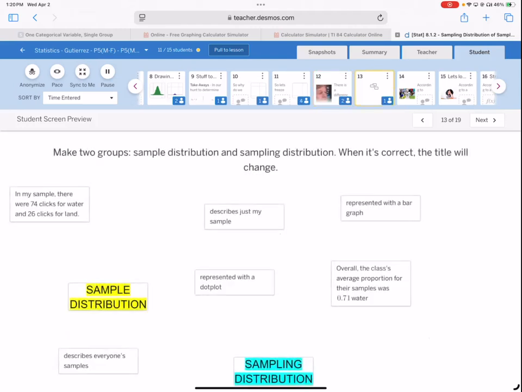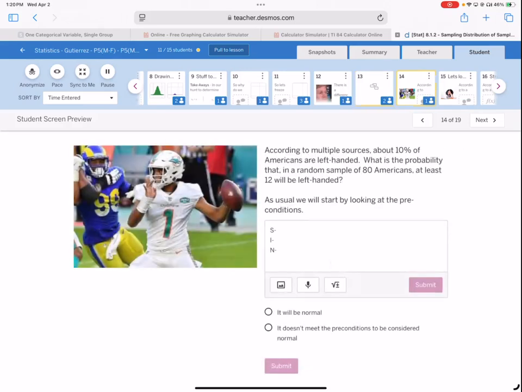Homework starts at slide 13 where you're doing a matching. Which one describes a sample distribution versus a sampling distribution? Then really where the homework is, slide 14, I've given you a scenario. Check the assumption conditions, check the sample size conditions. And yes or no, is it normal or not? The answer might be not, it might be yes. I am not telling. It is one or the other.